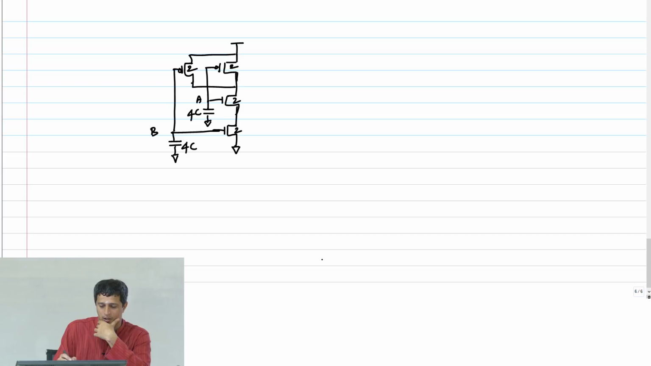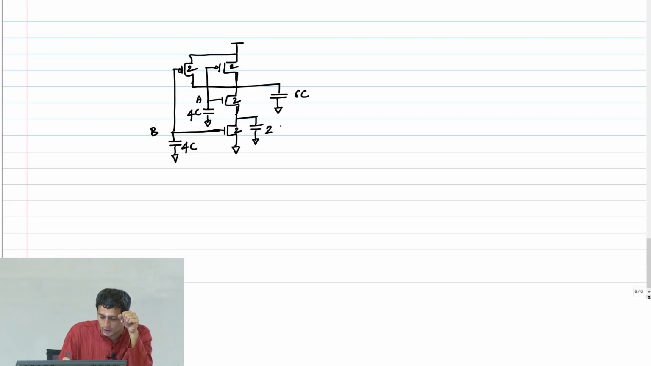On this output node, what's my total capacitance? PMOS plus NMOS. 6C, right? Because it's 2C from each PMOS transistor, because it's a shared diffusion but a contacted diffusion, and therefore it is 2C from each PMOS transistor and 2C from the top NMOS transistor. So this is 6C. And what's the intermediate capacitance? It is 2C.